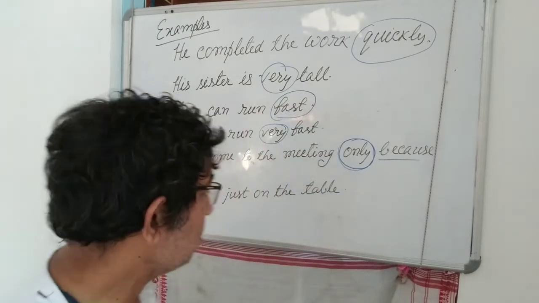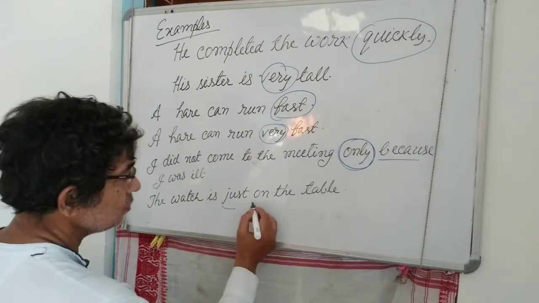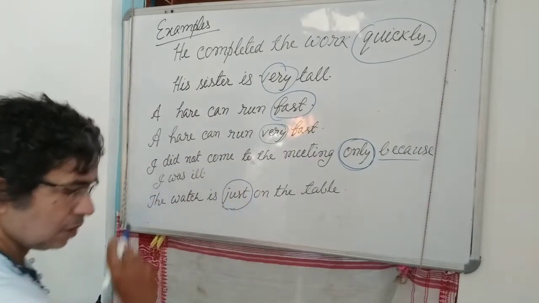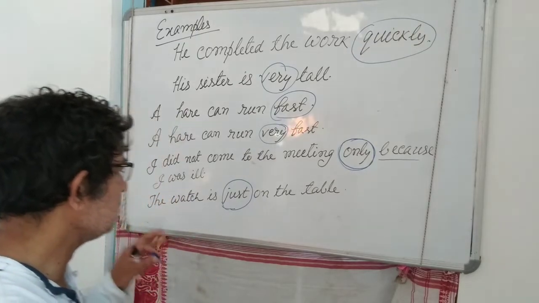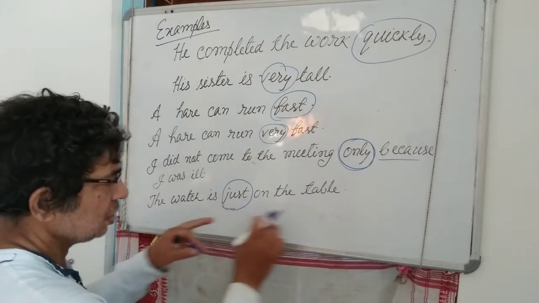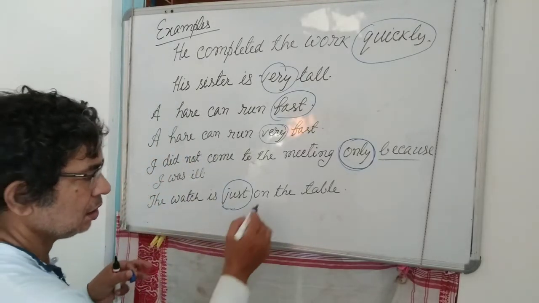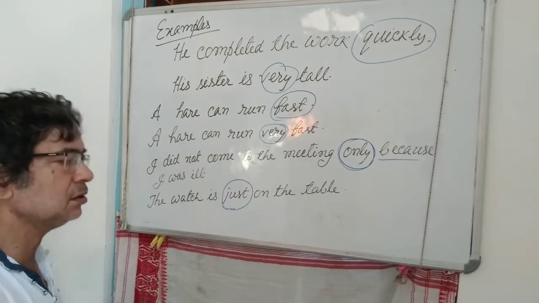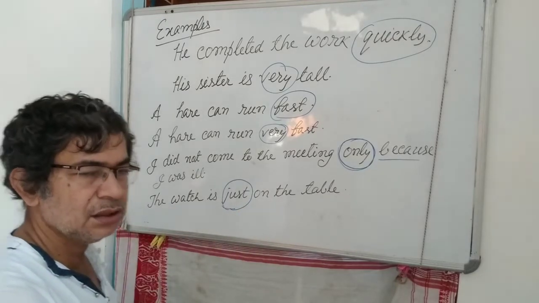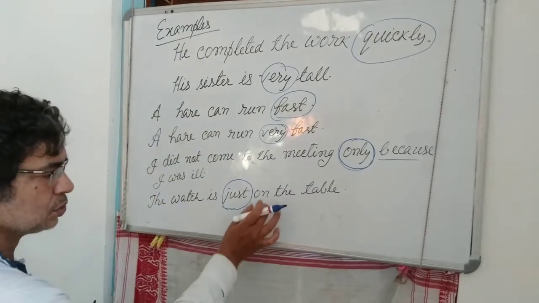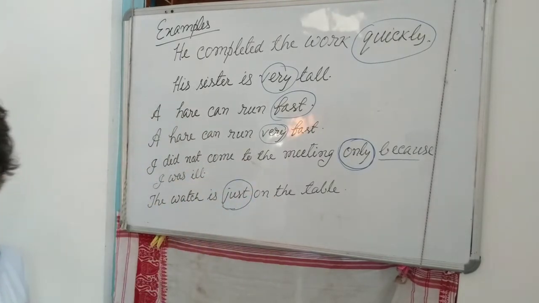So what happens when the word just is used before the preposition? On is a preposition here. It establishes a relation between the watch and the table, where the watch is: on the table. So the preposition on is modified here. We add new meaning to the preposition on by adding the word just. So just is an adverb which adds meaning to the preposition on.